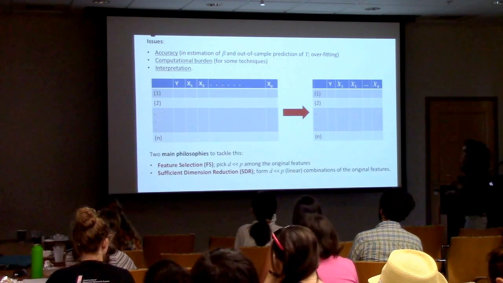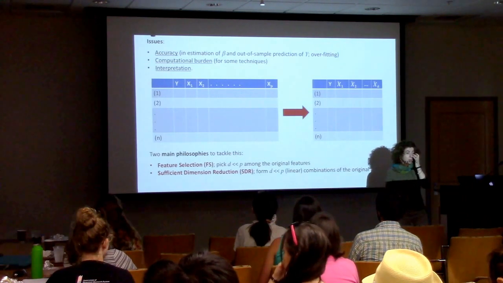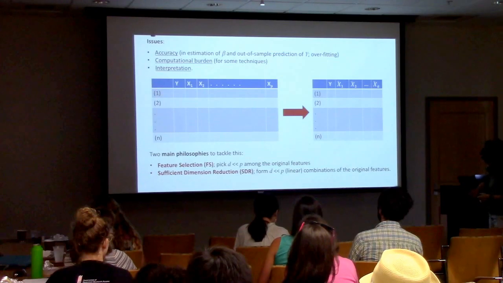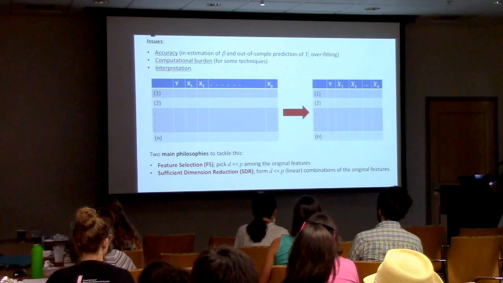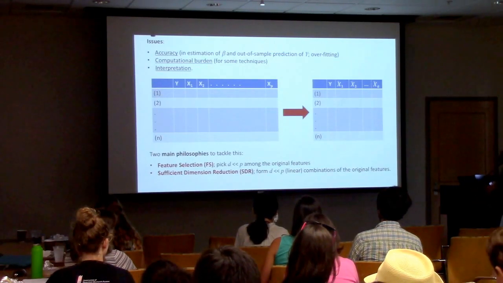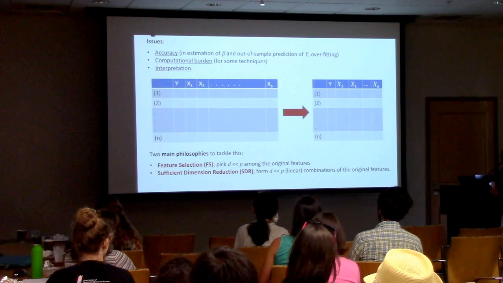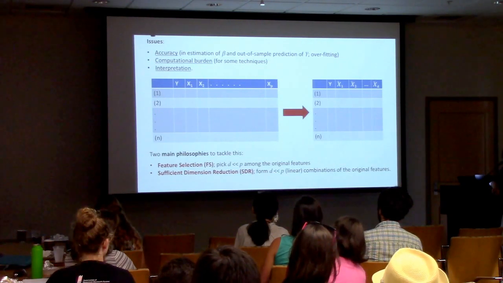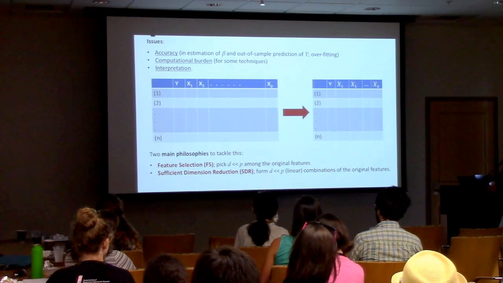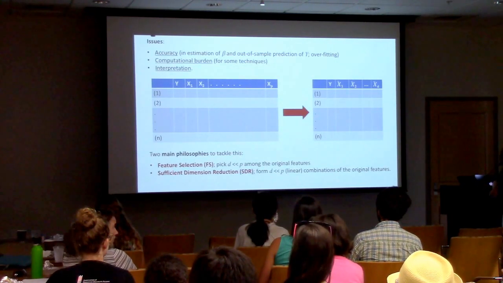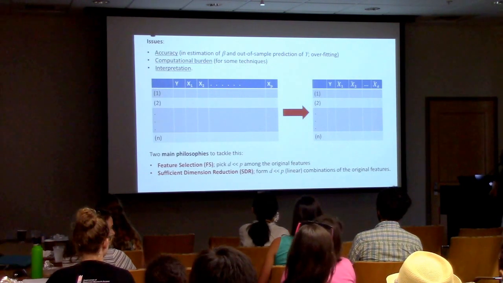And there are two main philosophies that people use when tackling this type of problem. This is something that actually has arisen already in past talks. One is feature selection. You want to pick D, much smaller than P, among the original features. Another one is dimension reduction. Neglect the "sufficient" for a second here. When you do dimension reduction, you don't pick features.